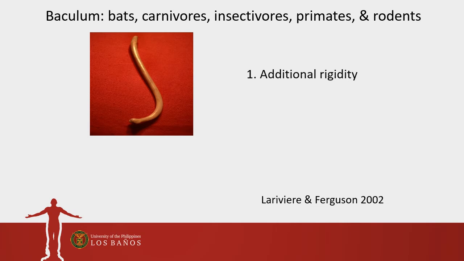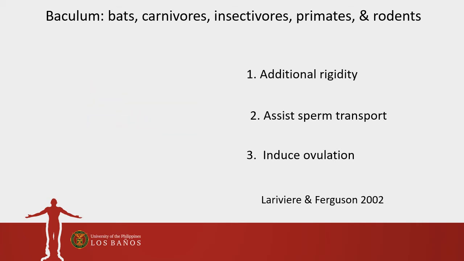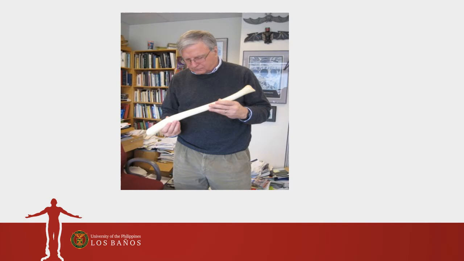The baculum functions for additional rigidity, assist sperm transport, or induce ovulation. This is according to Lariviere and Ferguson in 2002. The largest baculum belongs to the walrus, which can reach a length of 30 inches or 75 centimeters. That's as long as a human femur.